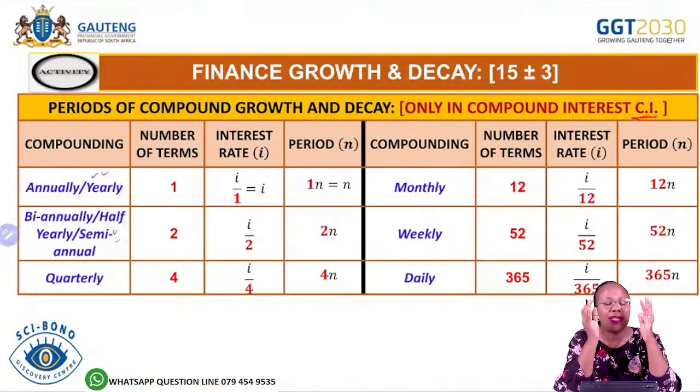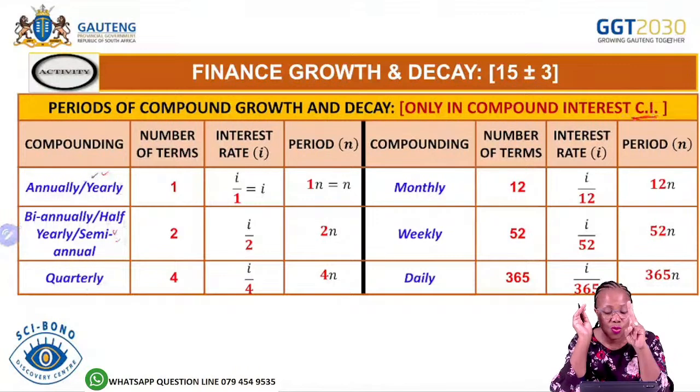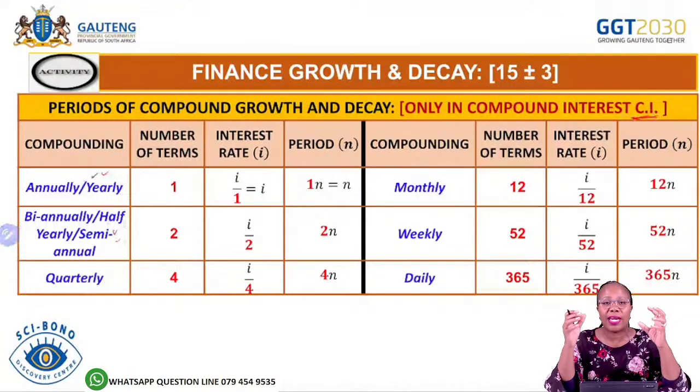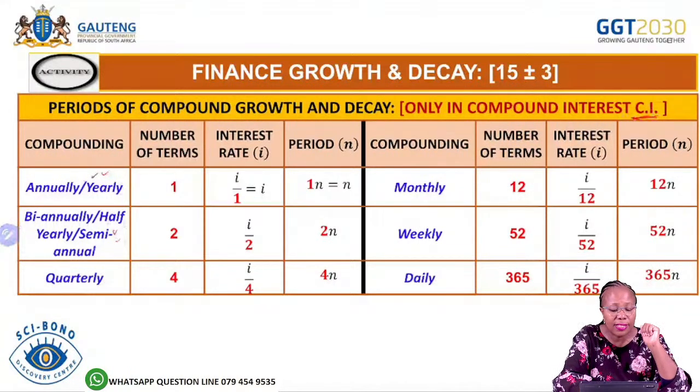They can sometimes say after 6 months. So how many 6 months do you have in a year? 2. Therefore, it will be twice. They can say half-yearly. You must know it's half of the year, which is exactly 6 months. And then they can also say semi-annually. Semi means half. Remember, semi-cycle is half of a cycle. The same applies here. If we say semi-annual, we mean half-yearly. Annual, remember, it's a year.